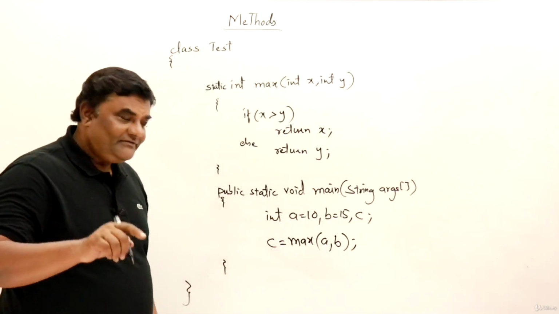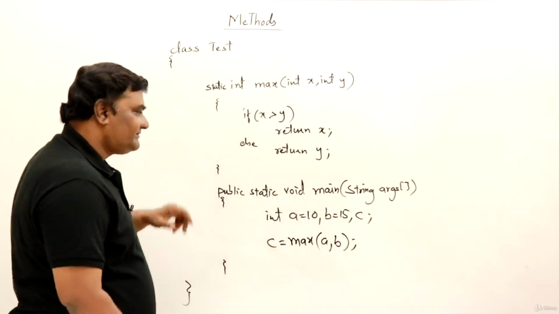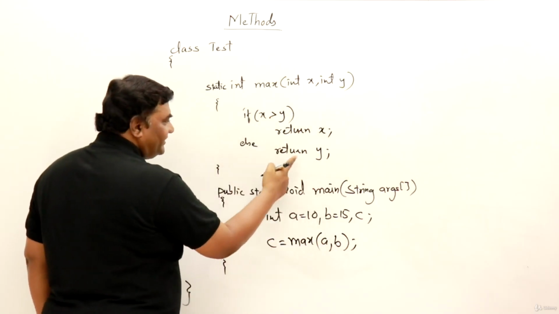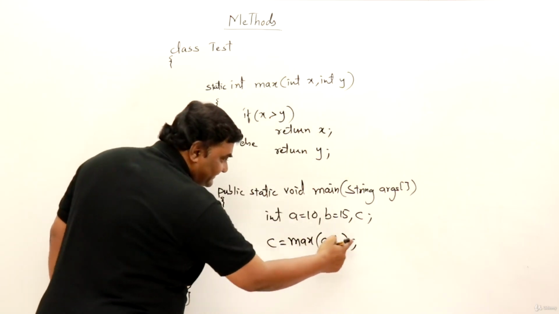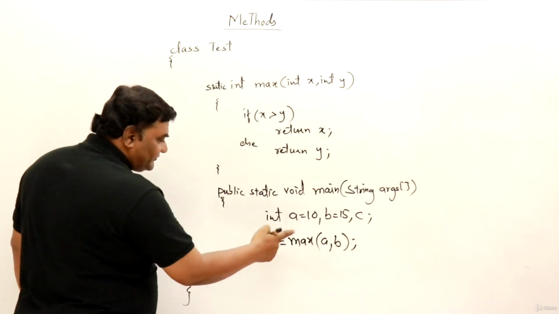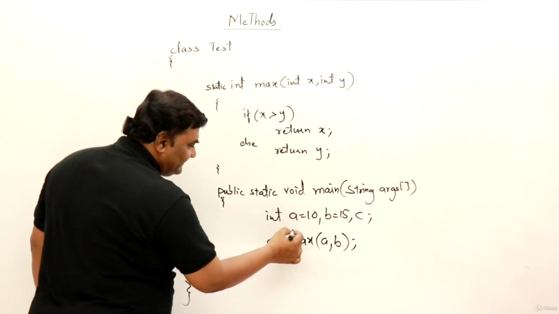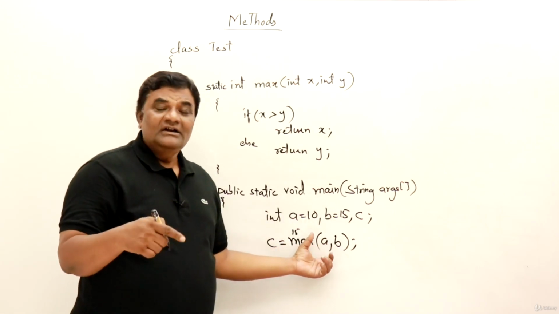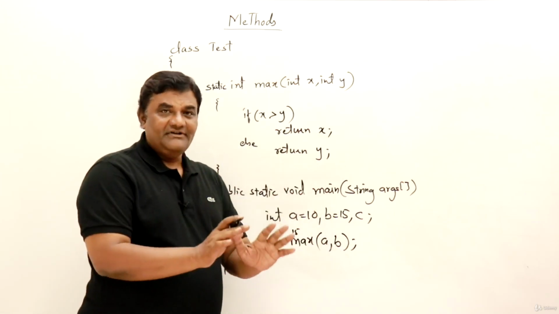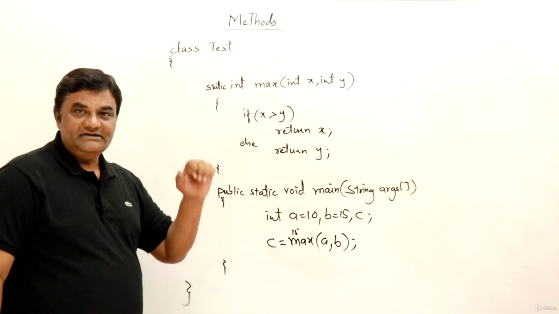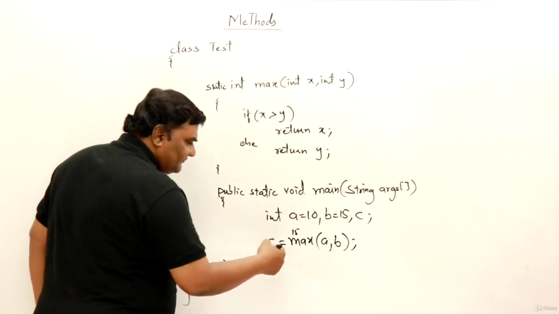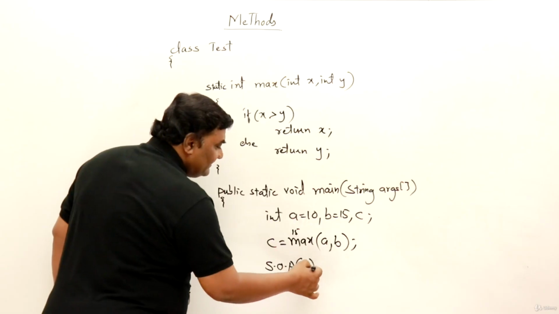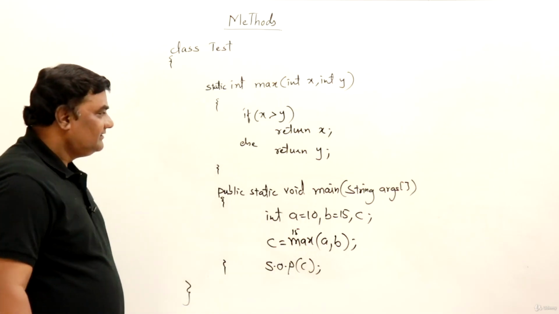Now the result of this method, whatever value it returns: suppose 10 and 15 go here. The greater value is 15, so it will return 15. That this line becomes 15. So it looks like this almost, C assign 15. It means when the method returns any value, the method itself will take that value. So C assign 15 it becomes. Now if I have to print this value, I can say System.out.println(C), so the value 15 will be printed.